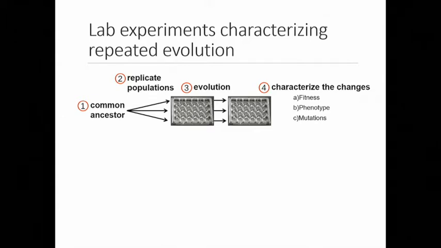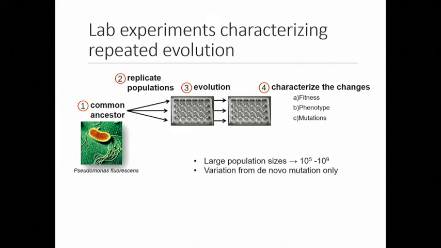And most of what I think about in terms of repeatability of evolution happens through thinking about repeated replicate populations evolving in a lab environment. So just really briefly, we're thinking about a population here with a common ancestor, many replicate populations, evolving them under some set of environmental conditions, and then at the end of that experiment, characterizing those changes in terms of fitness, phenotype, and then the underlying genotypic changes.